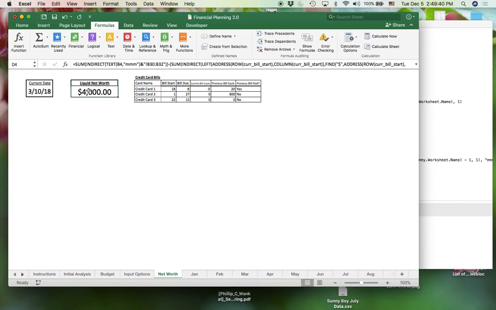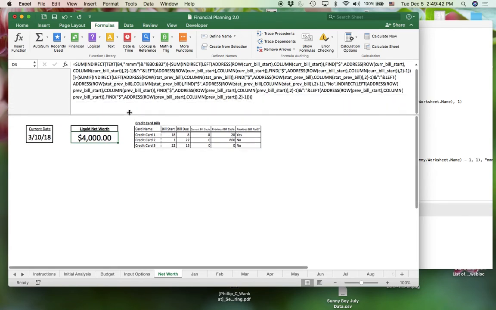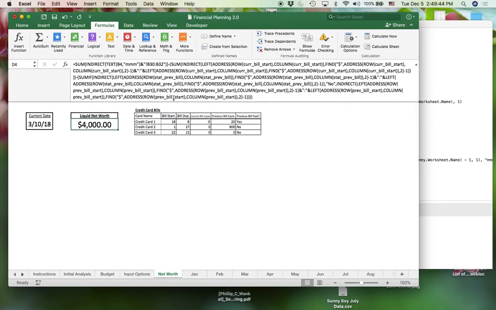So that all comes together in this mega function that uses dates, manipulates text, and makes sure you're not double counting anything, so that if things are moved around or if you need to add another credit card or anything like that, it will take into account that new addition.